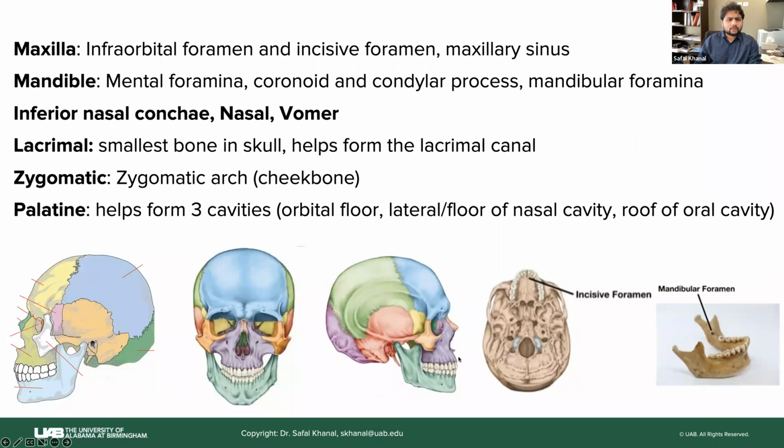The lacrimal bone is actually the smallest bone in the skull. It helps form the lacrimal canal. The zygomatic bone is the cheekbone, as you know, and the palatine bone, which is just inside, helps form 3 cavities: orbital floor, lateral floor, and the roof of the oral cavity.